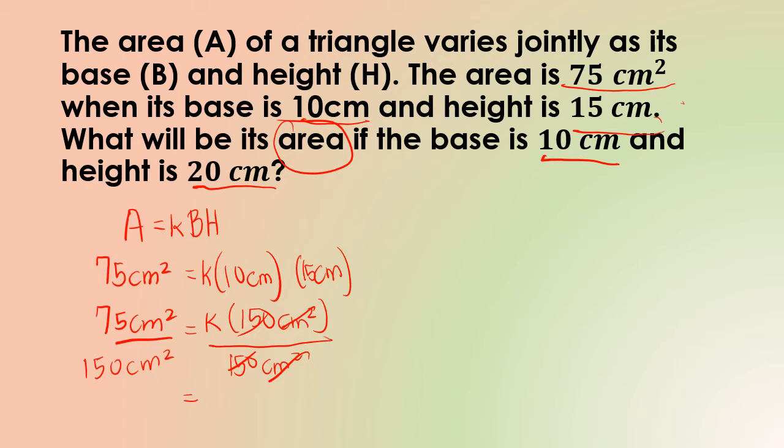So, K is equal to 75. Parehas divisible by 75. So, that is 1/2. So, K is equal to 1/2. So, nakuha natin yung constant of variation. Ngayon, magagamit na natin siya para ma-solve yung hinahanap. What will be the area? So, A is equals to 1/2. Yung constant na nakuha natin.